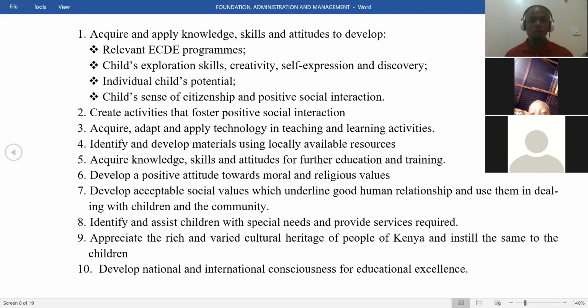So this is some of the roles of the E.C.D.E course, and that's why you will be learning special needs in your course. Number 9. Appreciate the rich and varied cultural heritage of people of Kenya and instill the same to the children. Yes, as an E.C.D teacher, you should be able to appreciate the rich and varied cultural heritage. For example, you can meet the Maasai, appreciate that they are pastoralists.